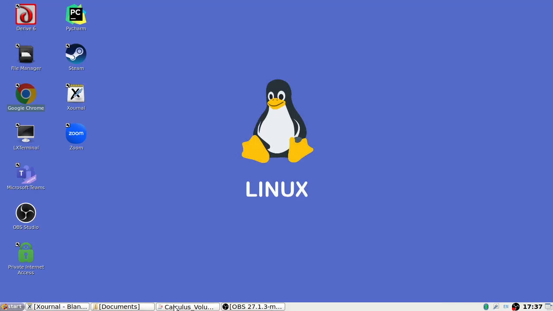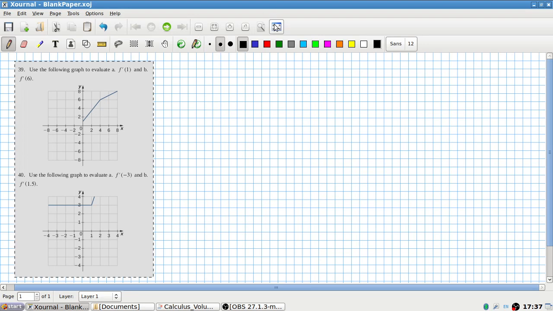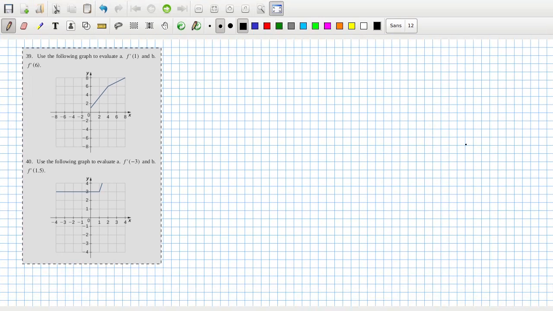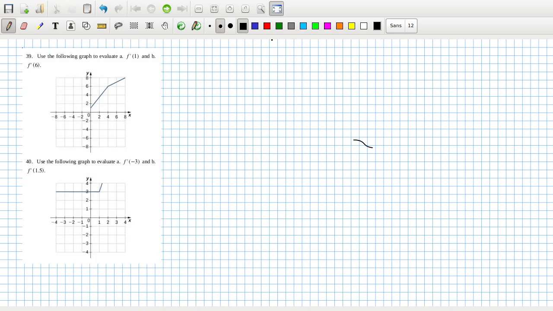Okay, let's have a look here. Use the following graph to evaluate f derivative at 1 and at 6. Okay, so at 1, it's going to be a straight line, so it's going to be a rise over run, but it's quite hard to see. I'm going to say f derivative 1 is roughly equal to 5 over 4.